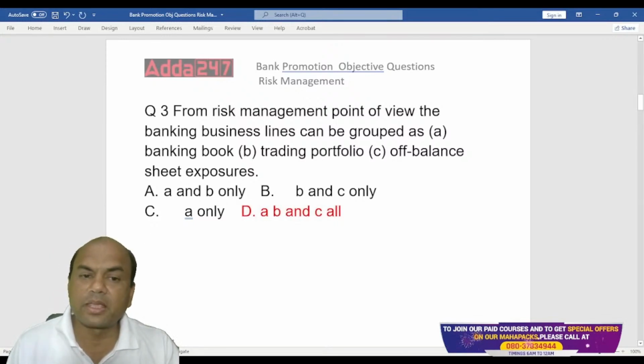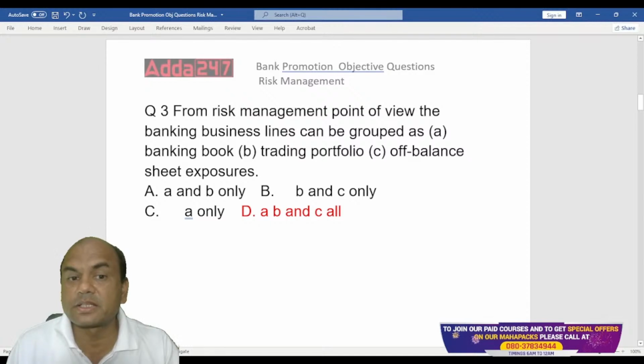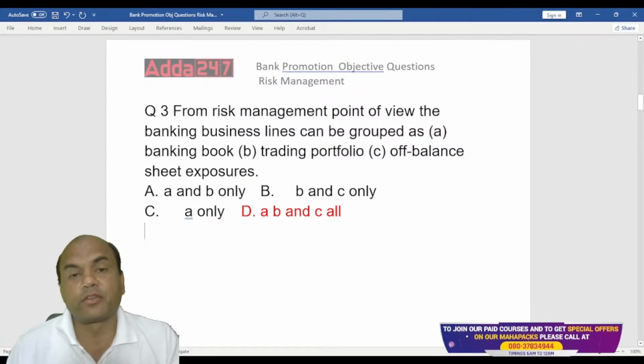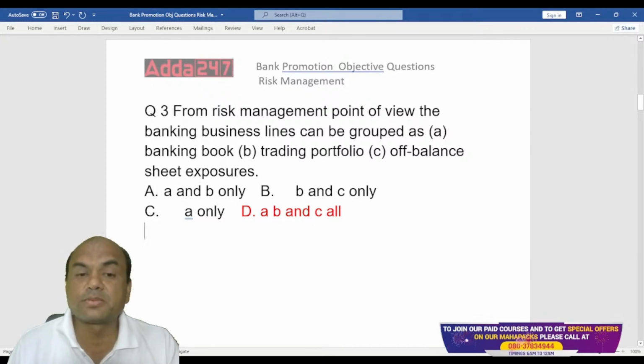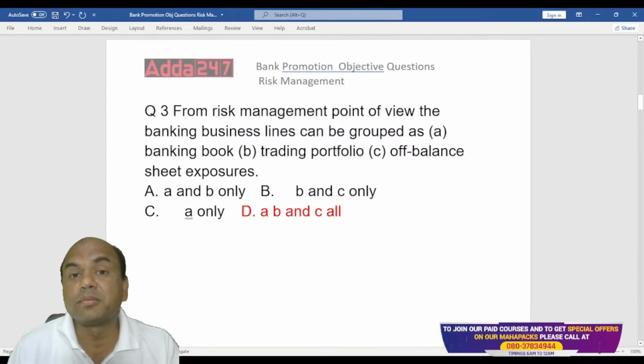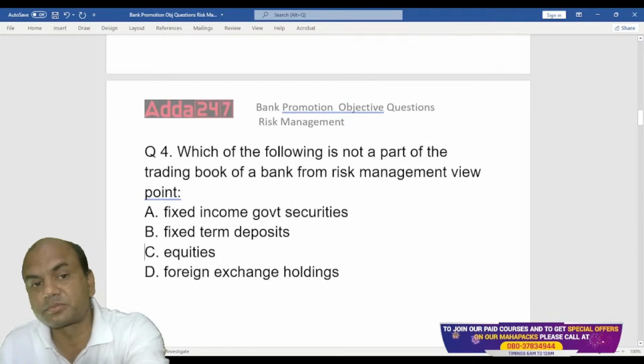Banking book means what? Banking book means statutory reserves, CRR, SLR. Trading book means proprietary bonds, which are purchased for selling, for earning the profit. So that is known as trading book. Off balance sheet exposure is related to contingent liabilities, like LC, bank guarantee, court cases. All these are off balance sheet items. So the answer is D, A, B, and C all.